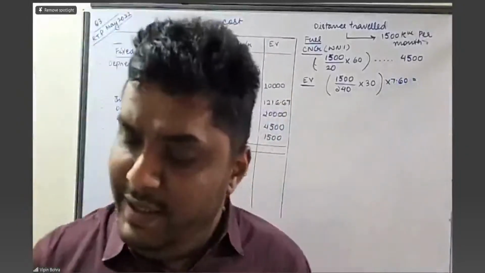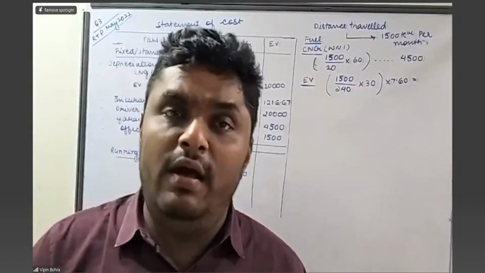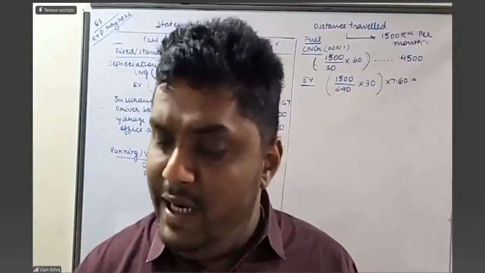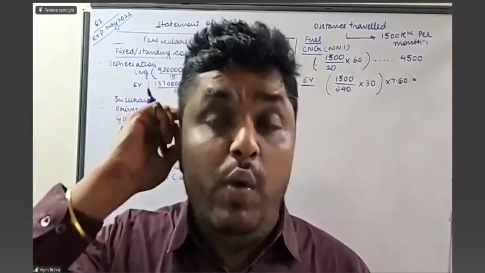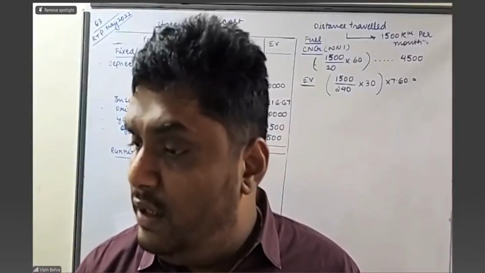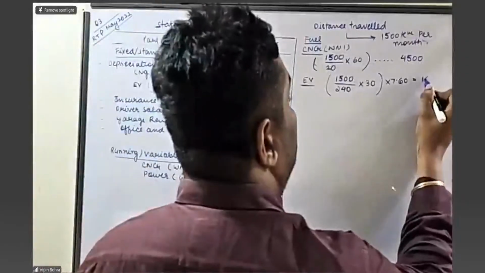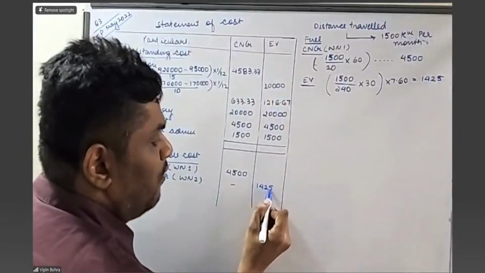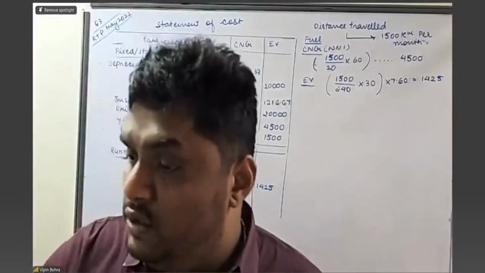So total 1500 kilometers they are traveling. So 240 kilometers for every time they are fully charged. So 6.25 times they have to charge. And every time they charge, 30 kilowatt of electricity is consumed. So into 30. So total 187.5 kilowatt of electricity is consumed into the rate that is 7 rupees 60 paisa. So it comes to 1425. So we are done with the running cost.